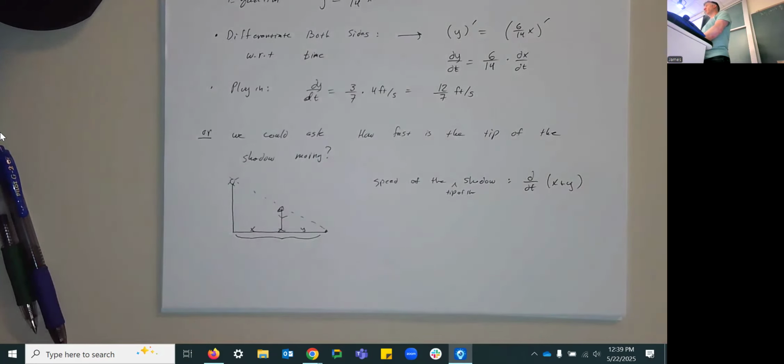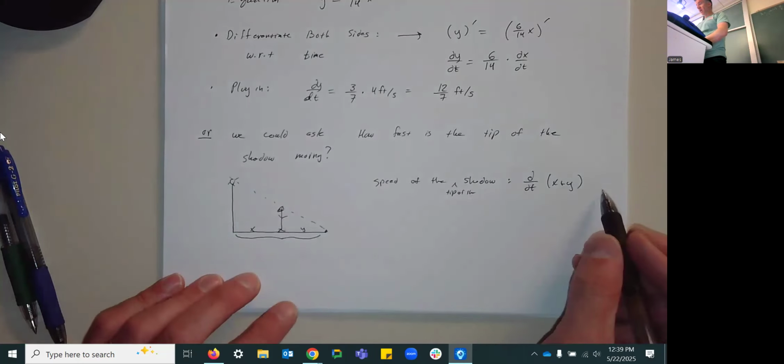And here's what's nice about this problem. You should still do it the way we did it. You should still find out how fast the length of the shadow is increasing. And then you can say, well, I want to find out how fast the shadow is moving. It's actually not terrible at all. It's going to be how fast the person is walking plus how fast the length of the shadow is increasing.